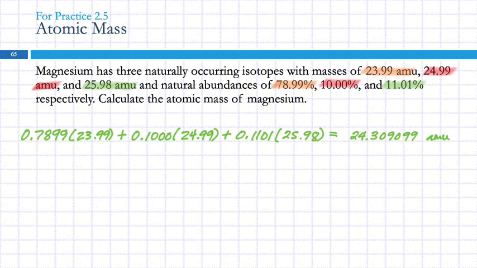Okay, what should we do about sig figs here? So the I hate sig figs method would be to look at what we're starting with. All of those have 4 sig figs and 2 decimal places. So it seems pretty reasonable that the answer is going to have 4 sig figs and 2 decimal places. And for this one, it ends up being exactly that. So 24.31 atomic mass units would be a good answer.